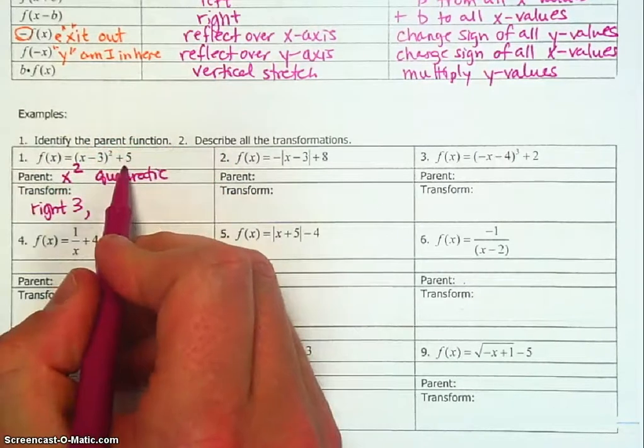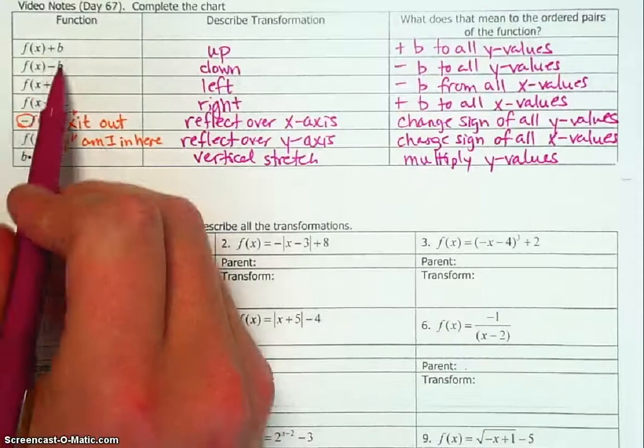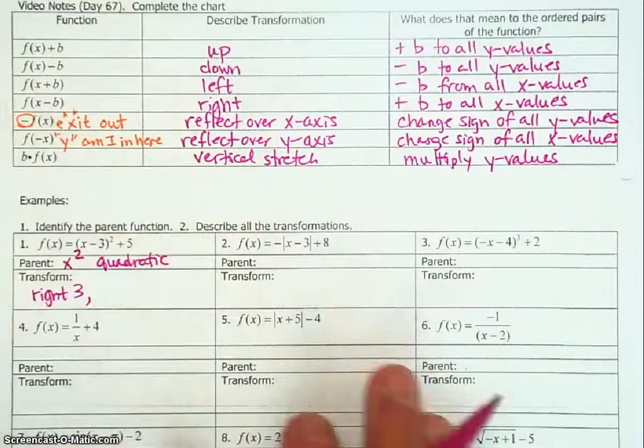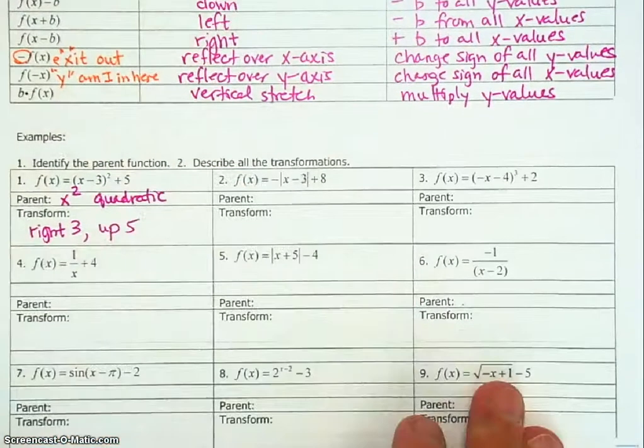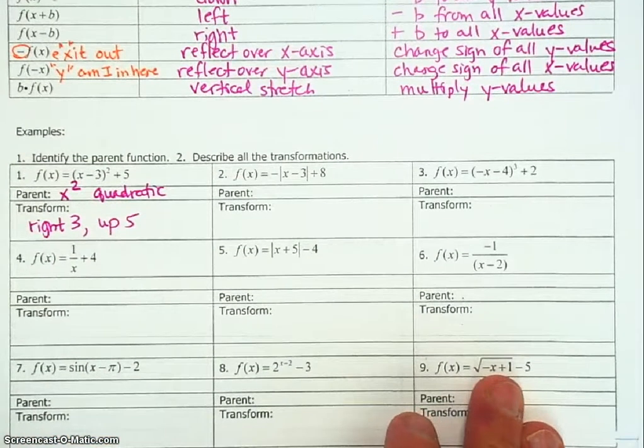And then the plus 5 is on the outside. So we're looking at this one right here, our very first one. So that means I'm going to move it up 5 units. And you just describe the transformation.